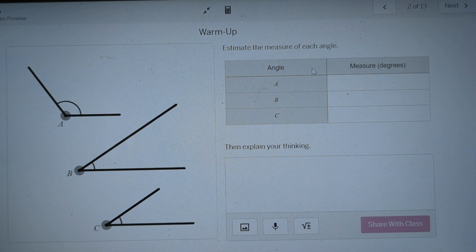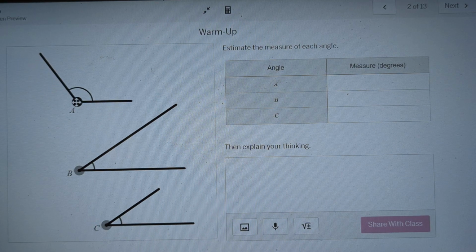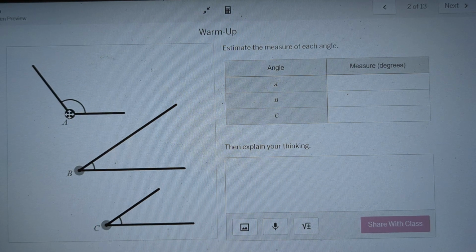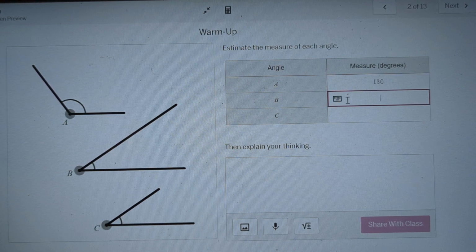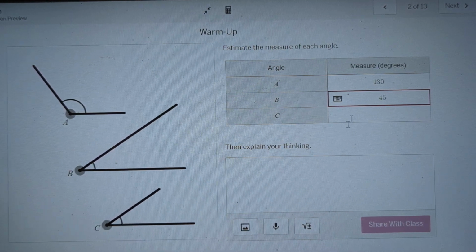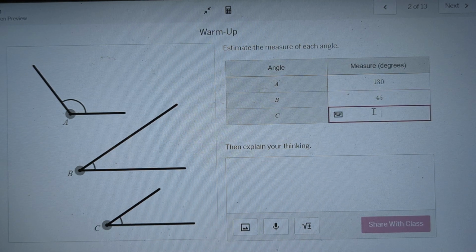Now here, it asks us angle A, angle B, and angle C, measuring in degrees. So our estimation, let's see, let's try 130. And then let's do, this is less than 90 degrees. If you see the way my arrow goes up and down, it's less than 90 degrees. So let's try 45. And you know what? That looks about the same. So we'll do 40. Let's do 45. How about that?